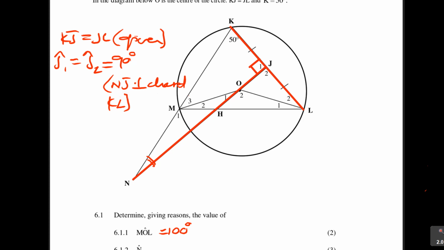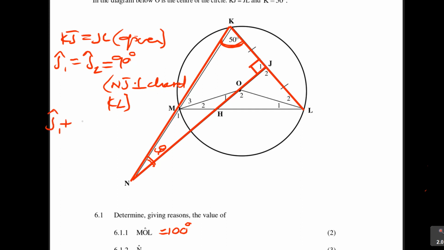Then from there, we have got a triangle. Look at this triangle now. There is a triangle, which is NJK with 90 degrees. So if this angle is 50 degrees and that angle is 90, you can use the angles in a triangle to say it becomes 40, 90 minus that.